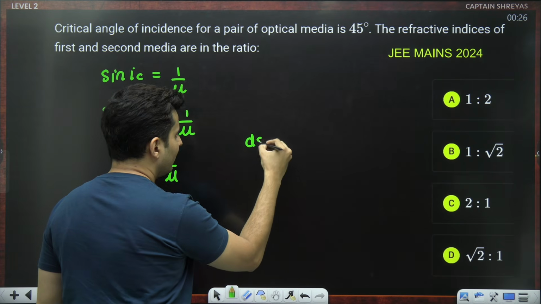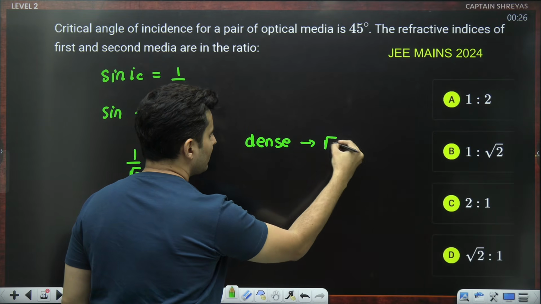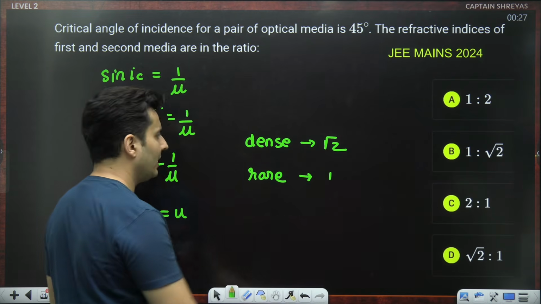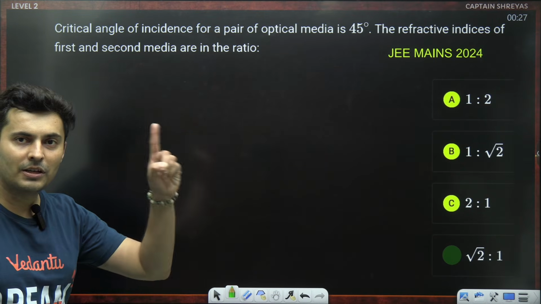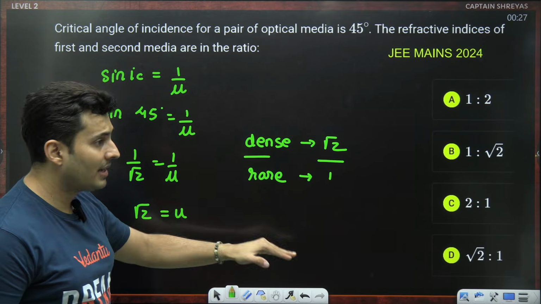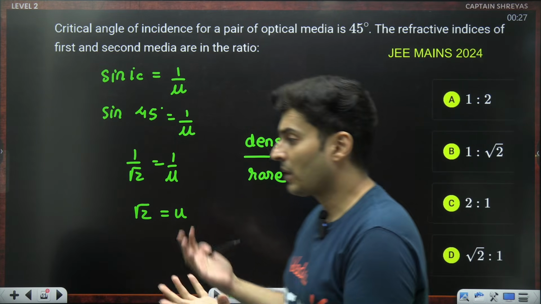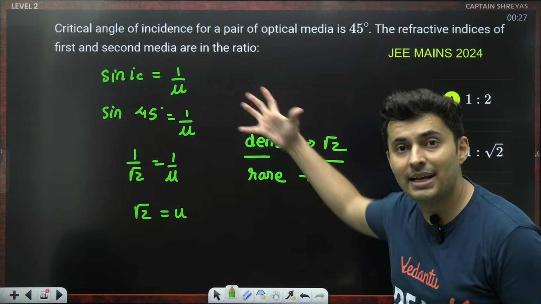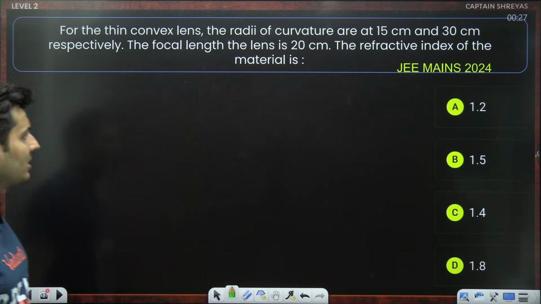That means if I take the first medium, which is the dense medium, refractive index is root 2. Then it goes to the rare medium. The refractive index of air is 1. So the ratio will be root 2 is to 1. That is option number D. Cool. First medium is dense. Second medium is rare because we are talking about internal reflection and that phenomenon. So internal reflection happens when the light goes from dense to the rare medium. Moving on to the next question coming up on your screen.